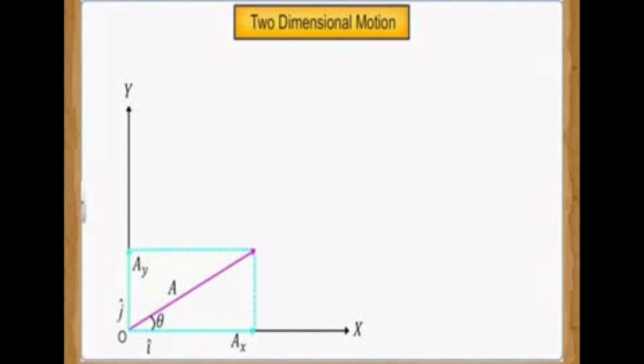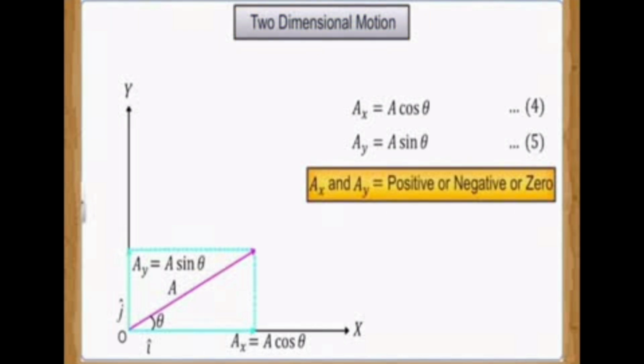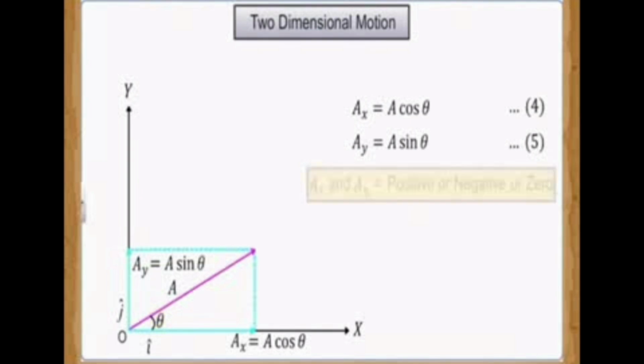So Ax equals A cos theta, where theta is the angle. Cos theta equals Ax by A, that is why you write that. Ay equals A sin theta. Ax equals A cos theta is called the horizontal component, and Ay equals A sin theta is called the vertical component, along the y axis. Ax and Ay can be positive, negative or 0. It can take any value, depending on the vector.